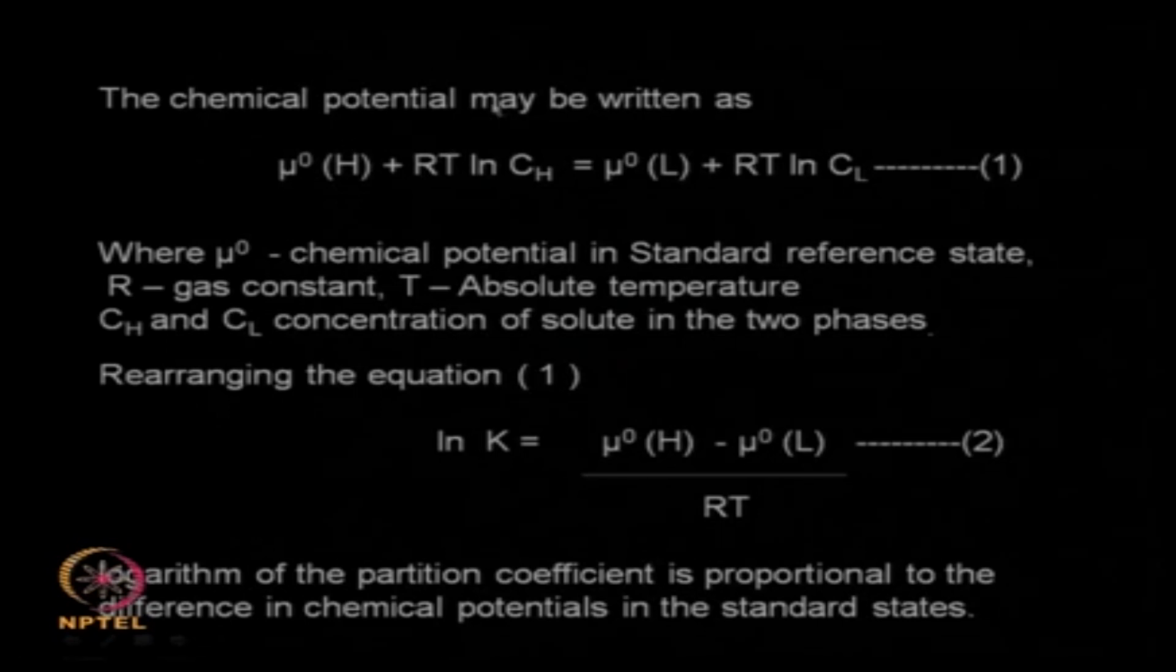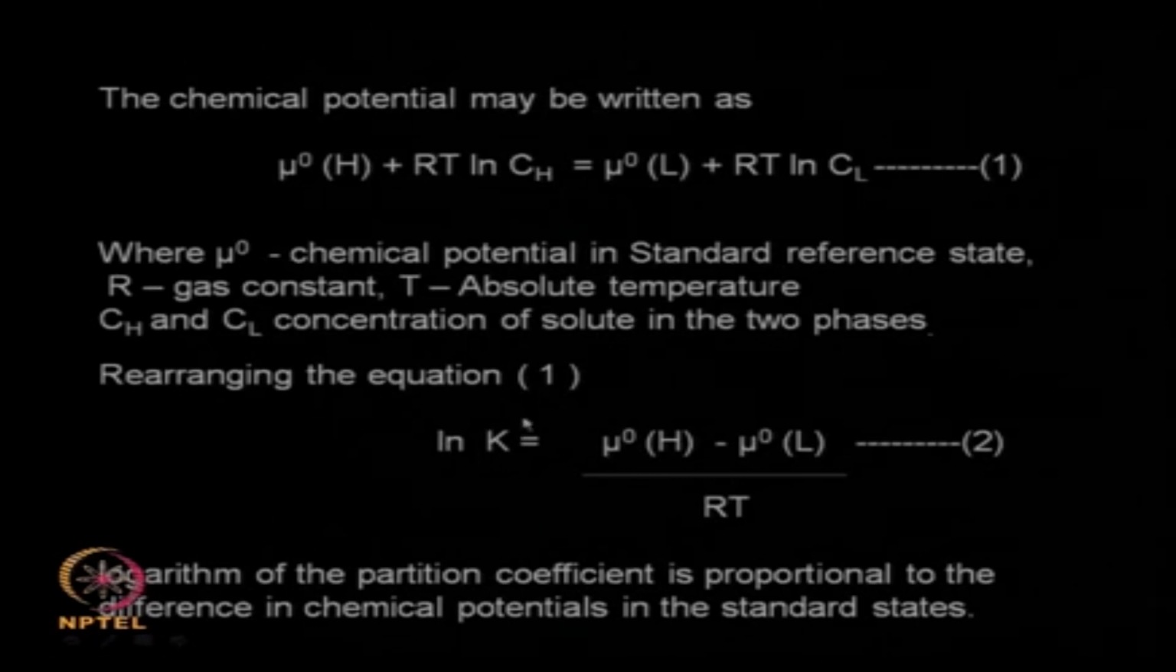So we can rearrange this equation and get a relationship for ln K. Ln K will be equal to mu naught H minus mu naught L divided by RT, correct, and as you know K is nothing but CL by CH as I defined in the previous slide.